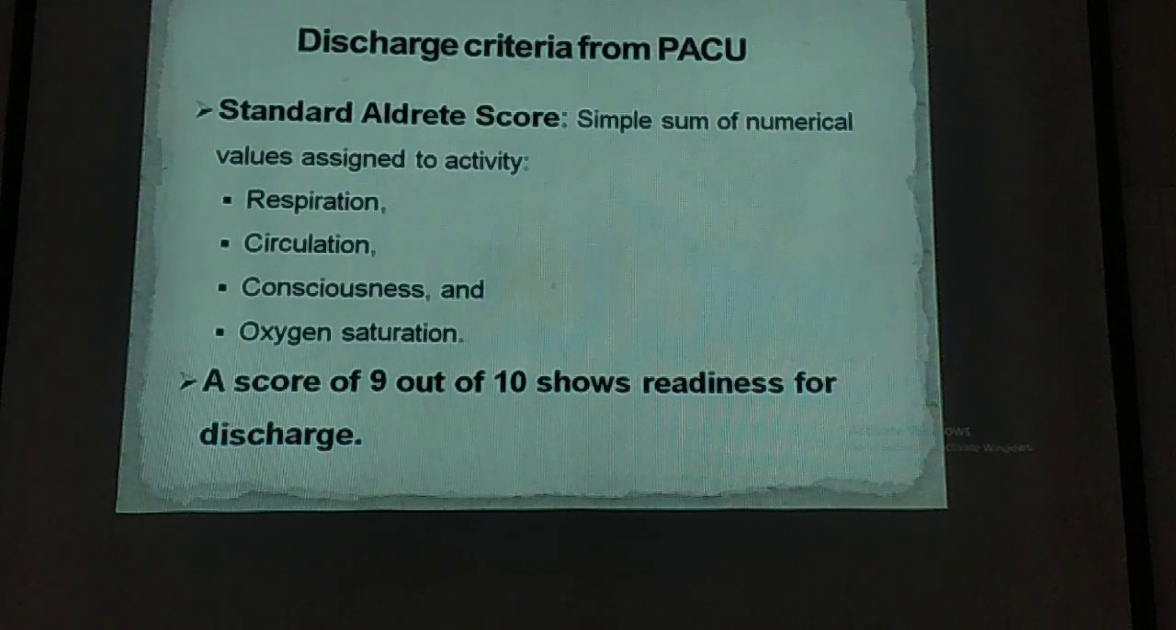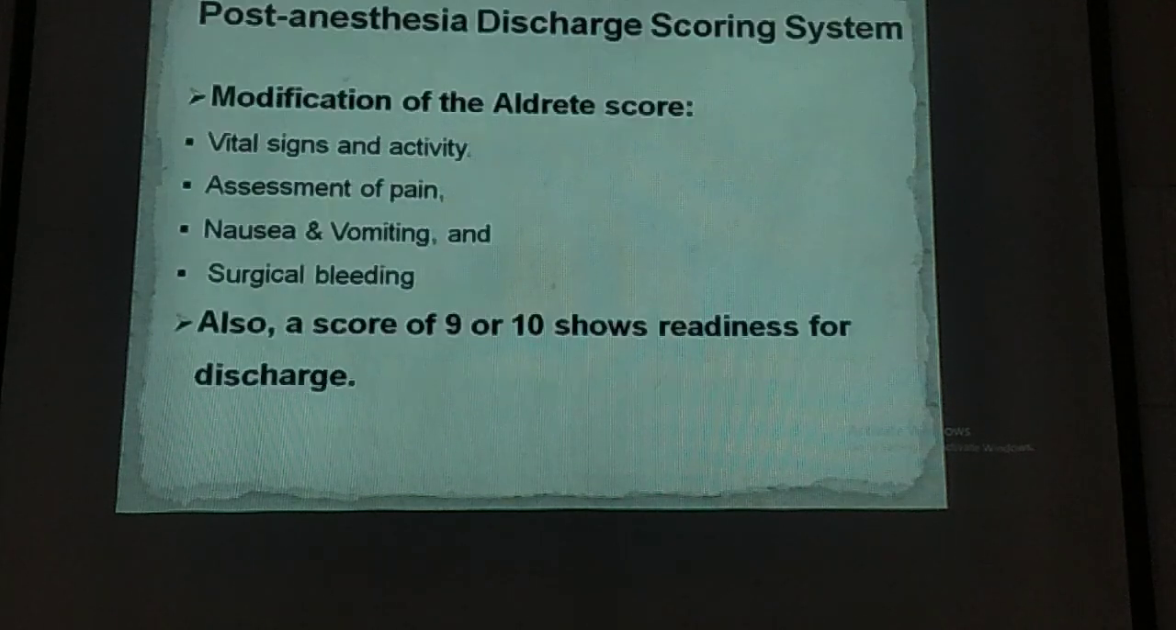Discharge criteria from post-anesthesia care unit. Usually we maintain two scoring systems for meeting the criteria of discharge for the patient: standard Aldrete score and modified Aldrete score. In standard Aldrete score, we monitor respiration, circulation, consciousness and oxygen saturation. A score of 9 to 10 shows readiness for discharge. The lowest score is 0 to 2.